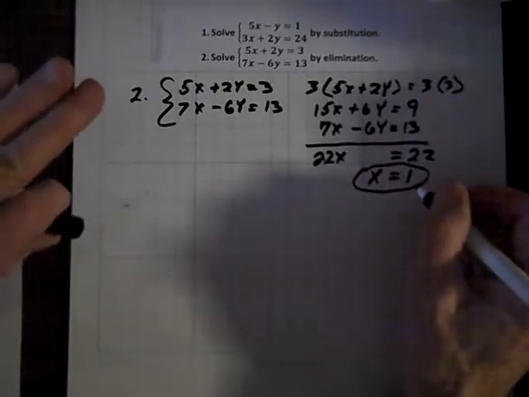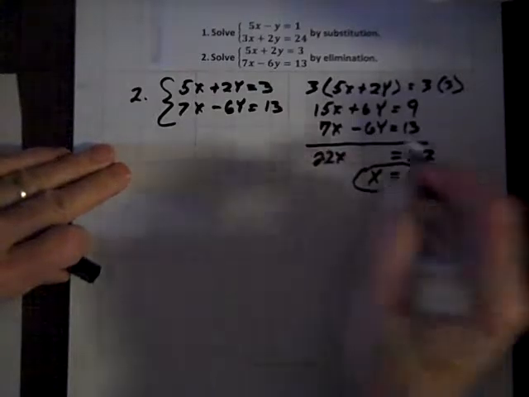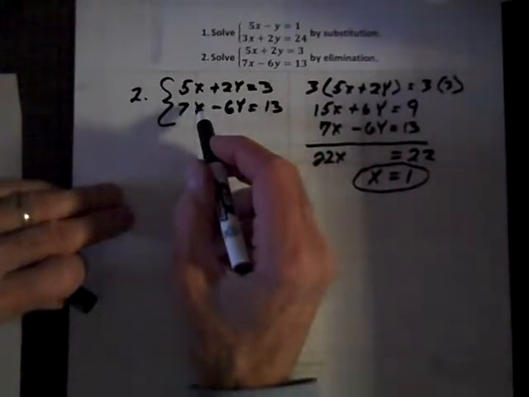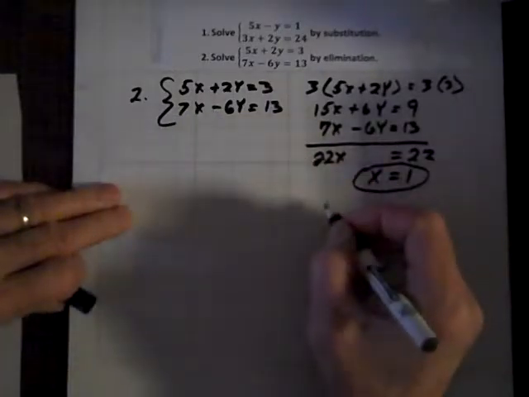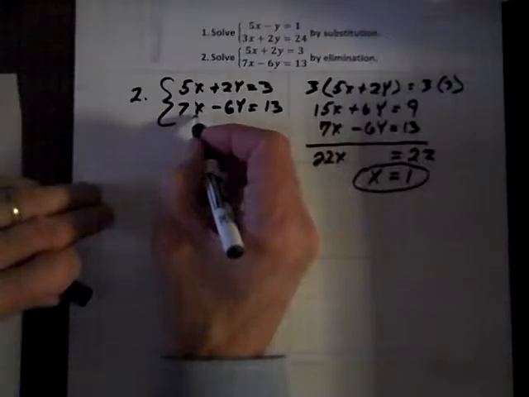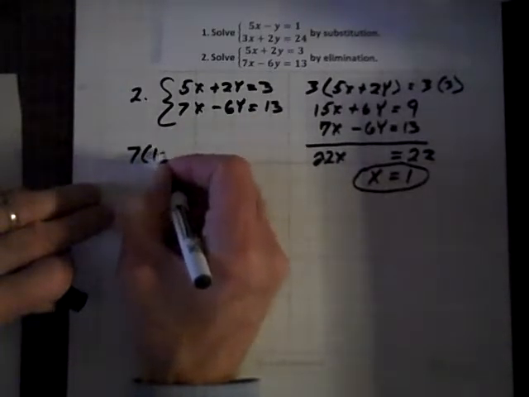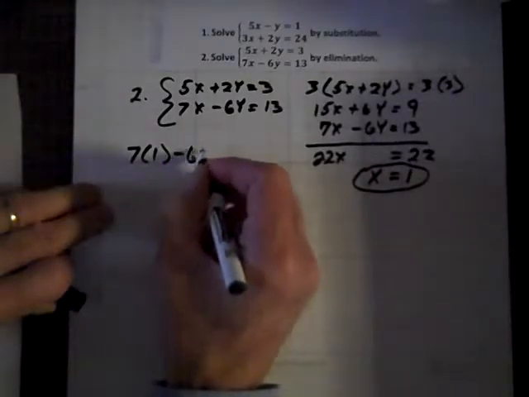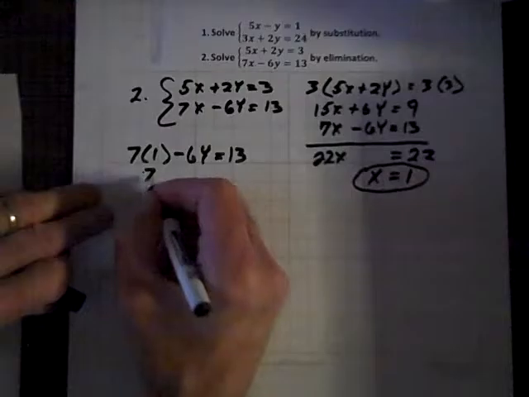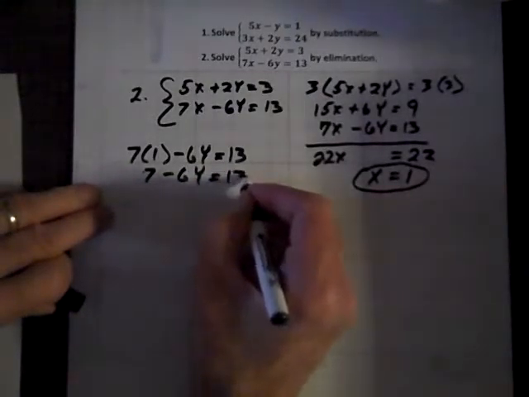Okay, we found our x-coordinate. Now let's look for our y-coordinate. So I'll just take this second equation. It doesn't matter which equation we use, but I'll take the second one and substitute. In place of x, I'll substitute 1. So 7 times 1 minus 6y equals 13. That is 7 minus 6y equals 13.